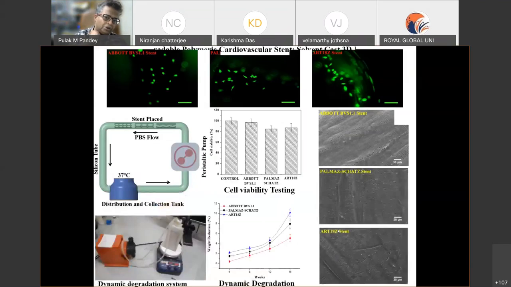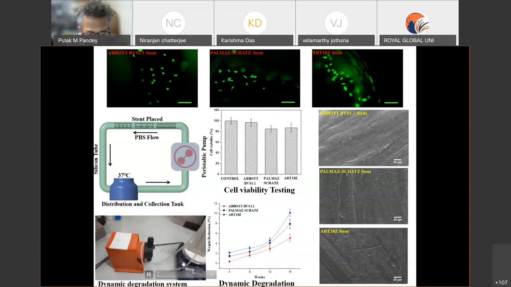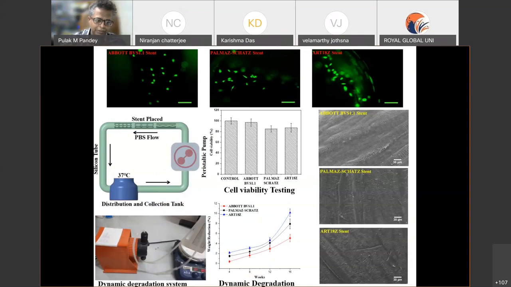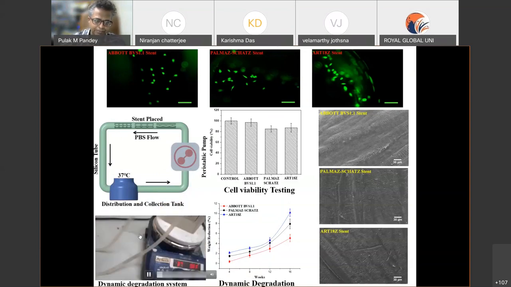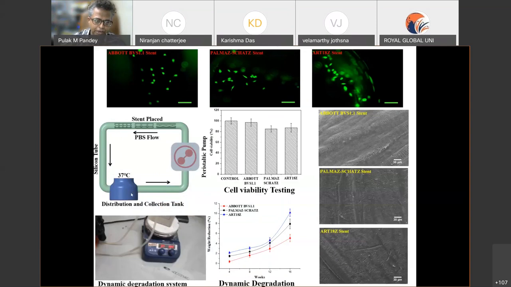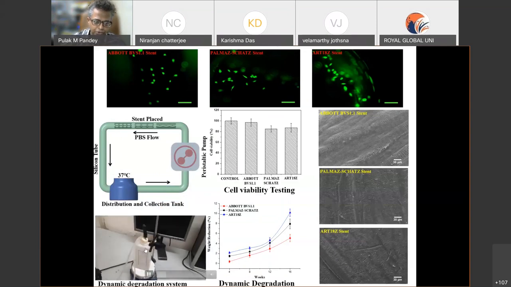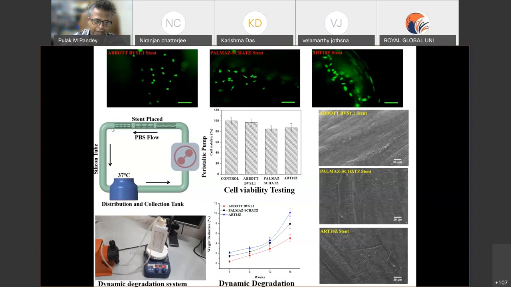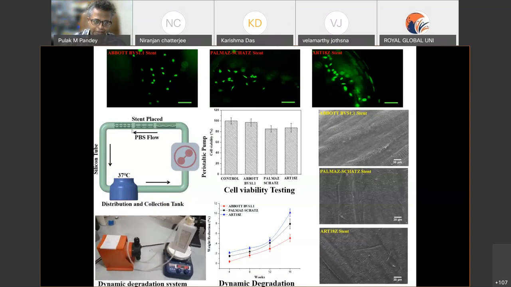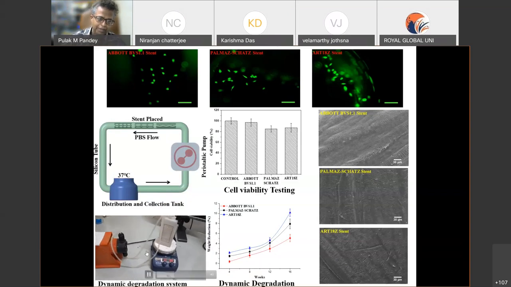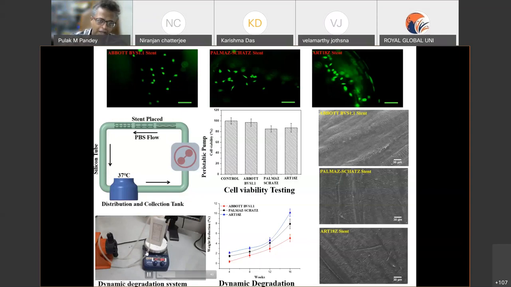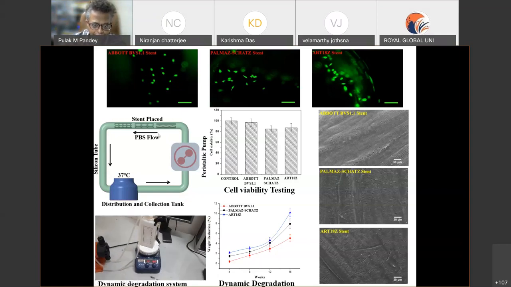Then it is the biological studies and the biodegradation studies. So what did we do? We have developed this setup. This setup is basically a dynamic degradation system where this is a simulated body fluid. In the silicon rubber, the stents are being placed. And this is a peristaltic pump through which we are mimicking the pumping action of the heart, and we are understanding how the degradation is taking place, which has been plotted here.